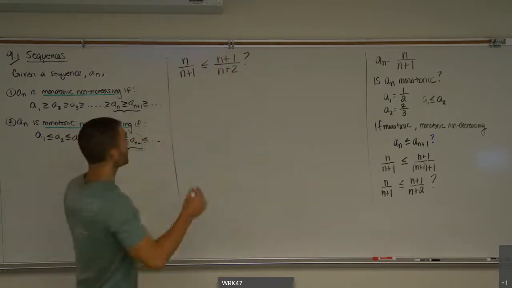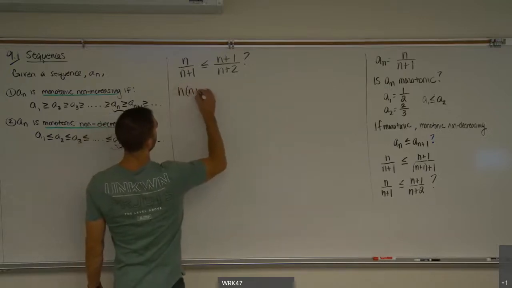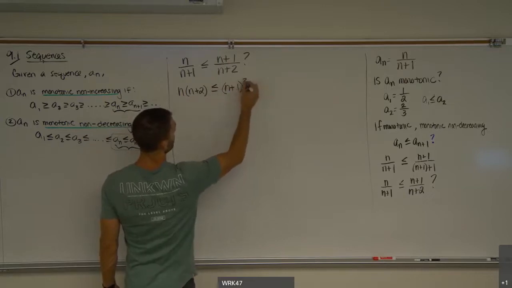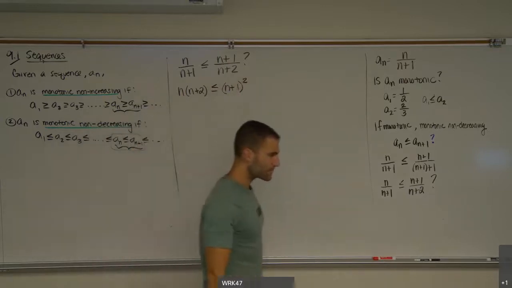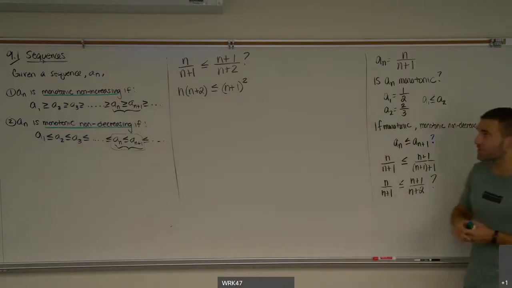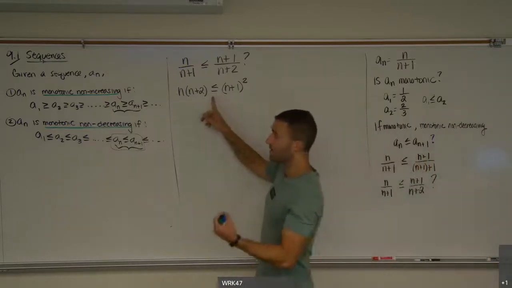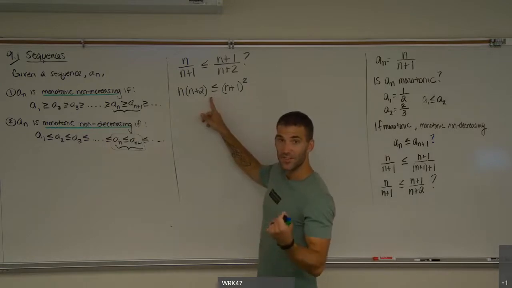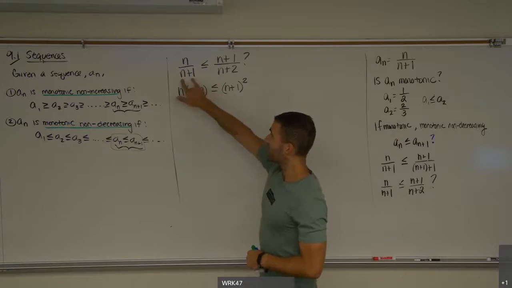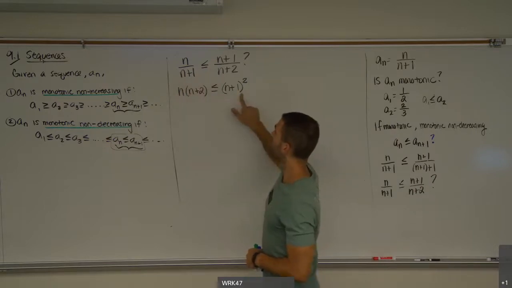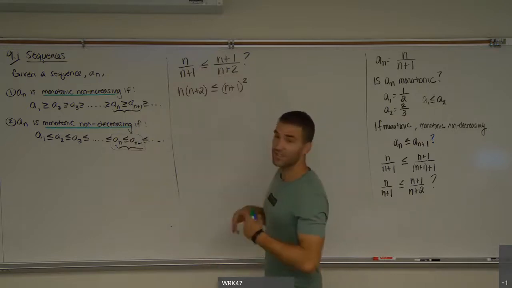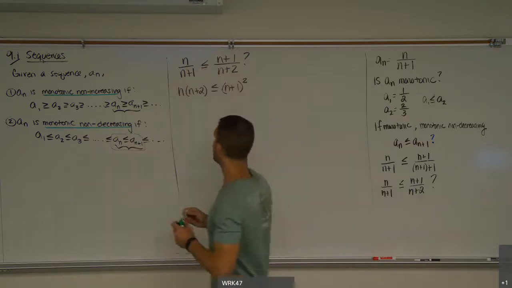I don't like fractions, so I'm going to cross multiply. n times n plus 2, and n plus 1 times n plus 1, so n plus 1 squared. And normally when we multiply both sides of an inequality, we would have to be careful to make sure it doesn't switch directions. But remember, these are sequences. Sequences have domains of the natural numbers, which are all positive. Multiplying both sides by n plus 1 is multiplying by a positive. Multiplying both sides by n plus 2, still multiplying by a positive. And so it won't switch the direction of the inequality.